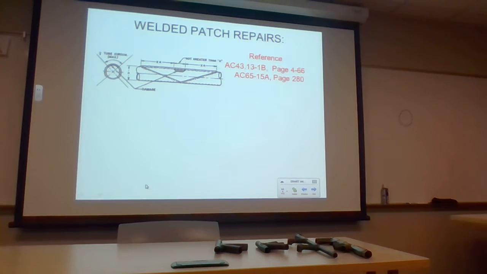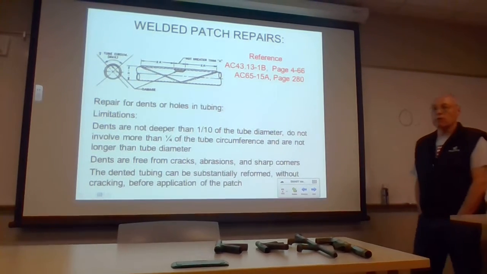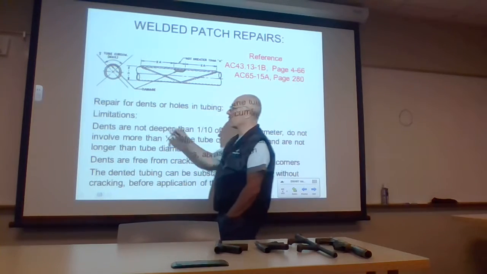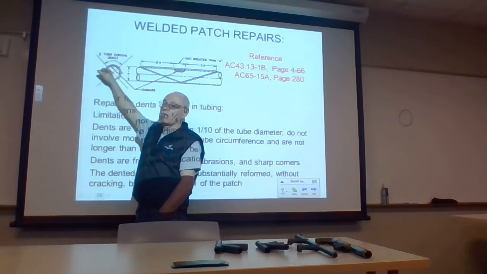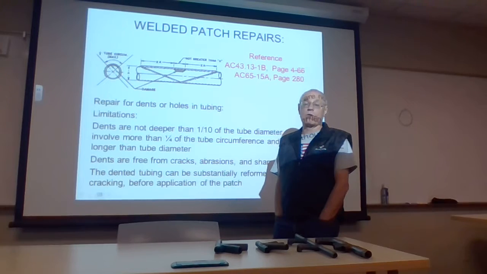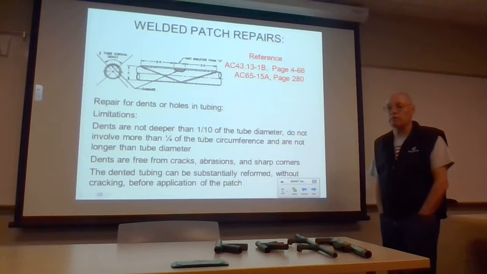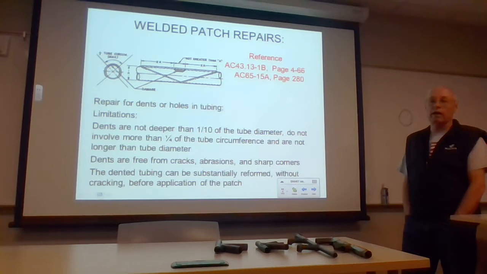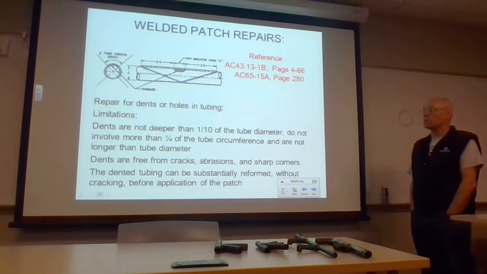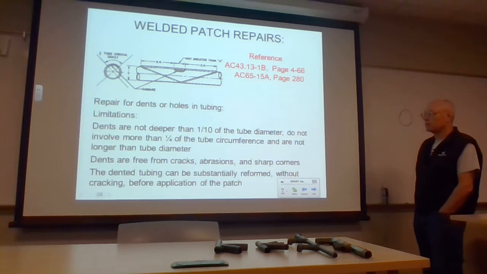But there are limitations on what can be repaired if you've got a hole. What it tells you is that for dents or holes in tubing, the maximum repair that can be accommodated is something that doesn't cover more than about a quarter of the circumference of the tubing. If it goes beyond that, you can't technically use this repair. Might another repair work? The answer is yes, but this specific repair will only be good if maybe a quarter of the tubing diameter has been compromised. Also, it will work for dents, provided the dents are no deeper than a tenth of the tube diameter.